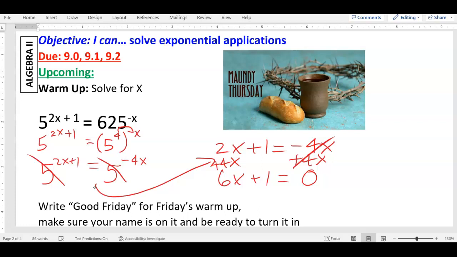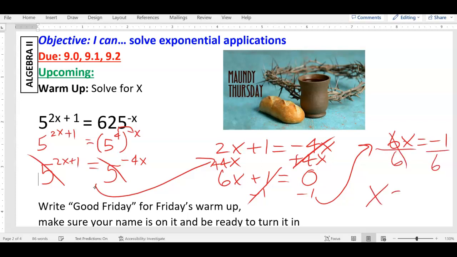Now, can you solve a two-step equation? I bet you can, right? How do I get rid of that plus 1? Minus 1 on each side. What's 0 minus 1? No. Negative 1. And then how do I get rid of the 6 in front of x? Divide, right? Anytime you're getting rid of a coefficient, you divide. So we divide by 6, and I get negative 1 over 6. I know it's a fraction, but that'll do, okay?